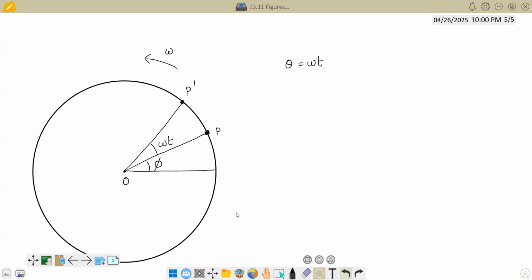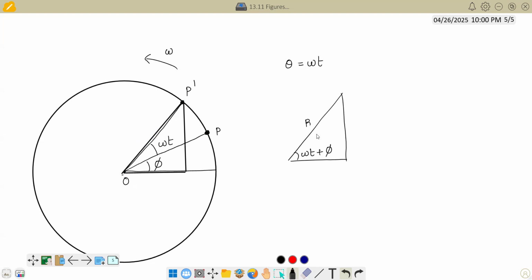Then if we construct a triangle here, we can see a right angle triangle. The angle here is omega t plus phi, and this is the radius of the circle. So cos(omega t plus phi) equals adjacent side by hypotenuse. Based on that logic, the adjacent side would be r cos(omega t plus phi). Similarly, the opposite side would be r sin(omega t plus phi).